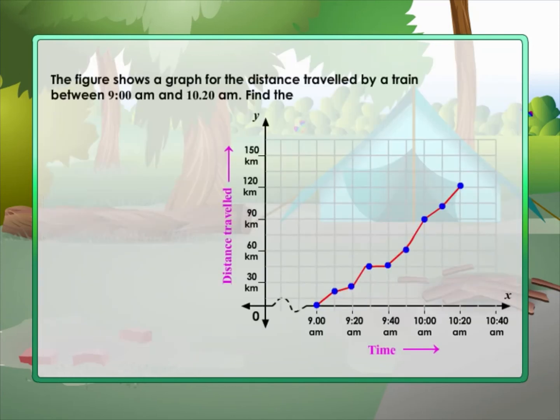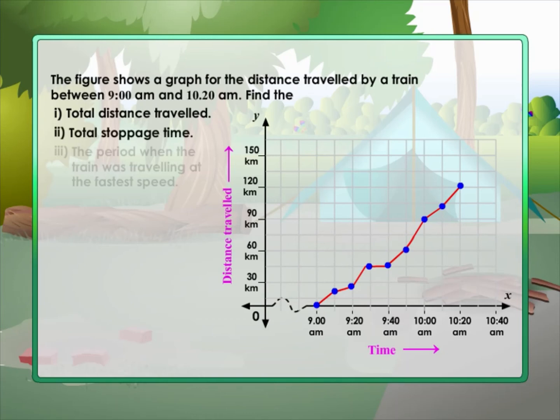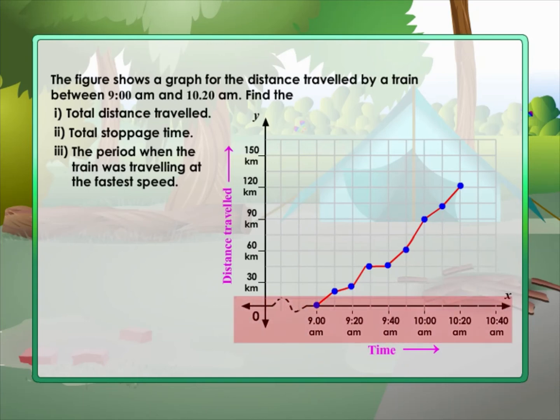The figure shows a graph for the distance traveled by a train between 9 a.m. and 10:20 a.m. Find the total distance traveled, total stoppage time, and the period when the train was traveling at the fastest speed. The x-axis indicates the time, 1 unit equals 20 minutes. The y-axis indicates the distance traveled by the train. On the y-axis, 1 unit equals 30 kilometers.